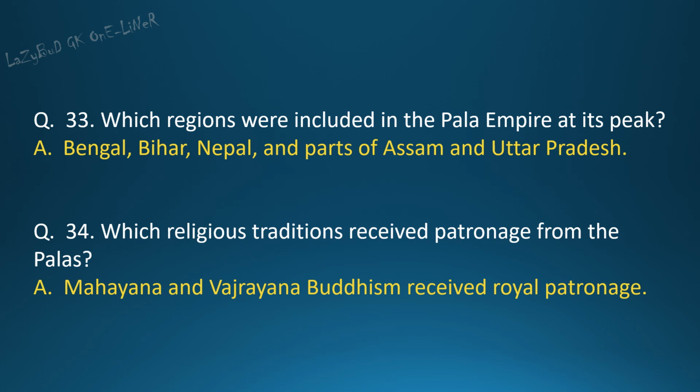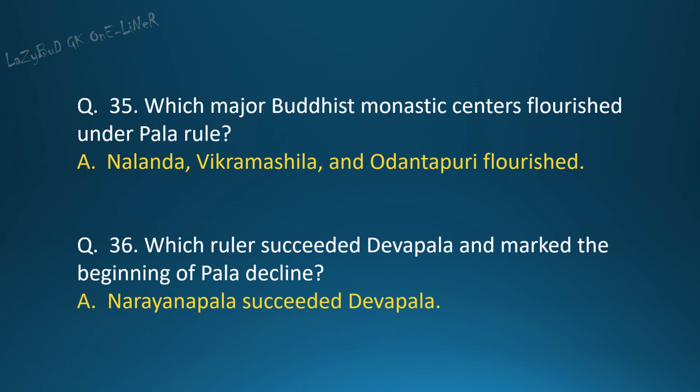Question 34. Which religious traditions received patronage from the Palas? Answer. Mahayana and Vajrayana Buddhism received royal patronage. Question 35. Which major Buddhist monastic centers flourished under Pala rule? Answer. Nalanda, Vikramshila, and Odantpuri flourished.